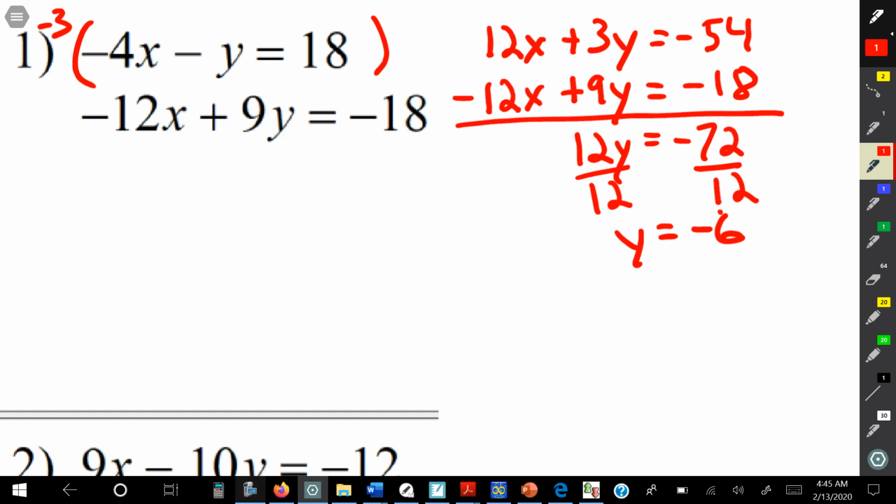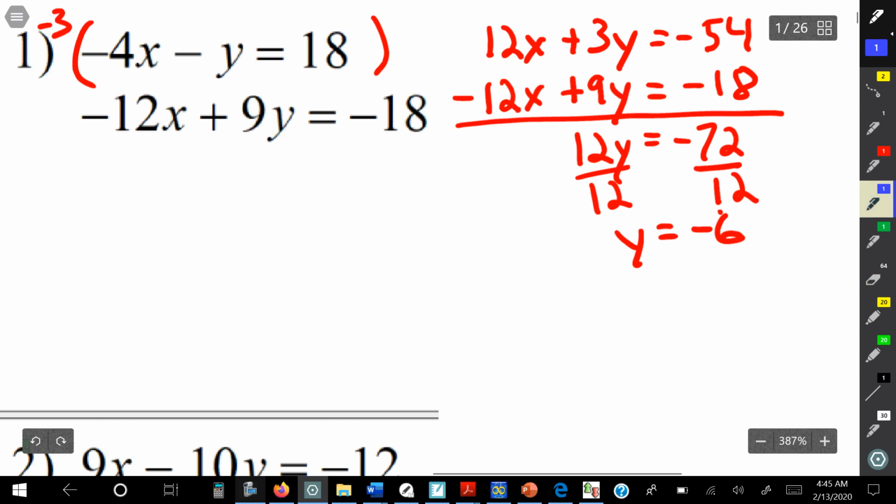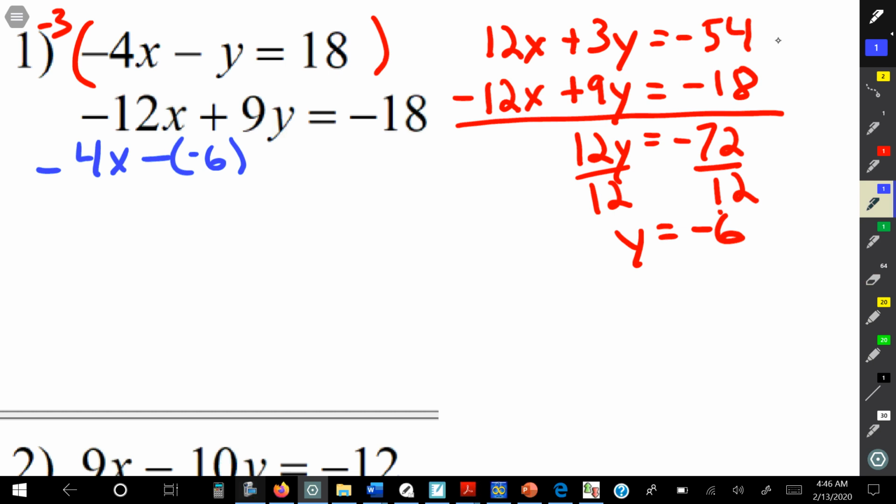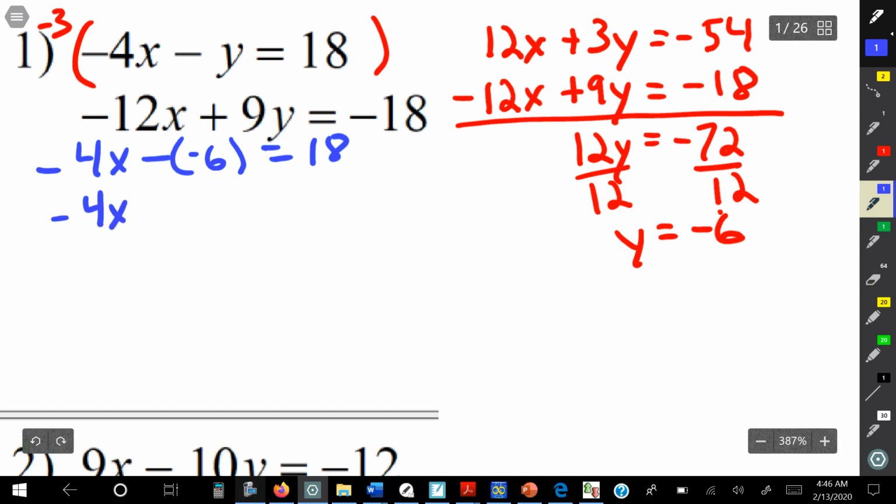All right. Now, next we're going to take this -6 and plug it into either equation. I'm going to plug it into the first one, and make sure you always plug it into your original equation. So I'm going to take -4x minus a -6. It's important to use parentheses so you make sure you don't mess up any of your signs. And now I got negative times a negative, which is a positive. I got negative 4x plus 6 is equal to 18.